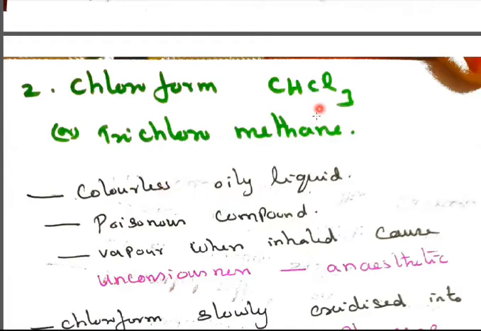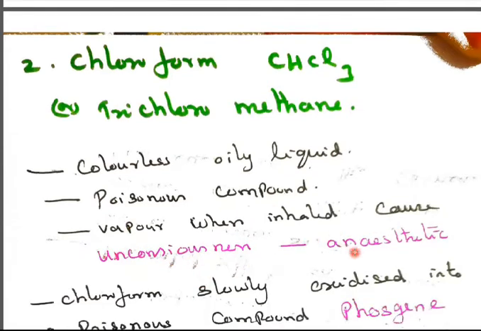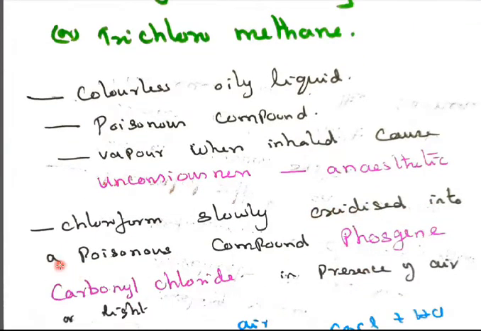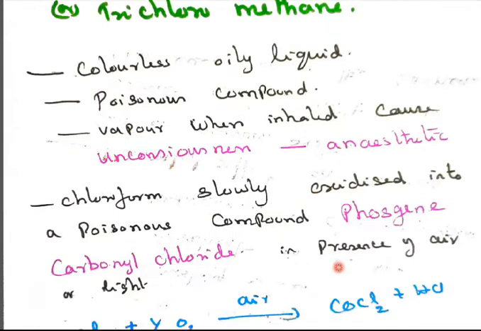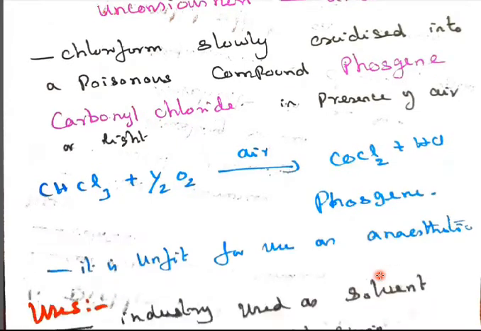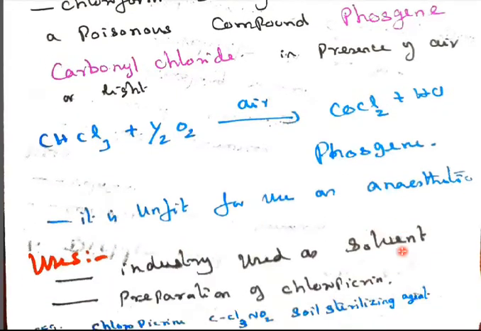It is also a colorless oily liquid, a poisonous compound. Inhaling the vapor causes unconsciousness, and it is an anesthetic. Chloroform is slowly oxidized in the presence of air into a poisonous compound, phosgene, COCl2, called carbonyl chloride. If we inhale it, the oxygen in our lungs immediately forms carbonyl chloride, leading to death. So it is unfit for anesthetics.